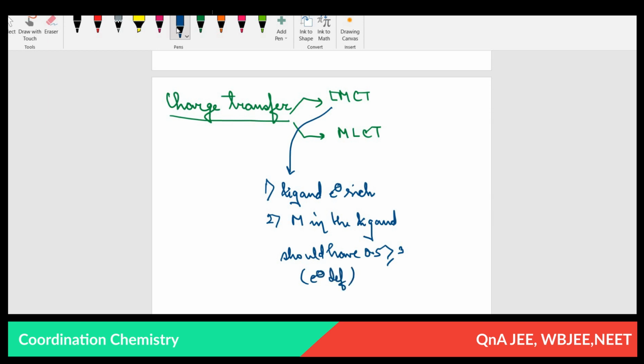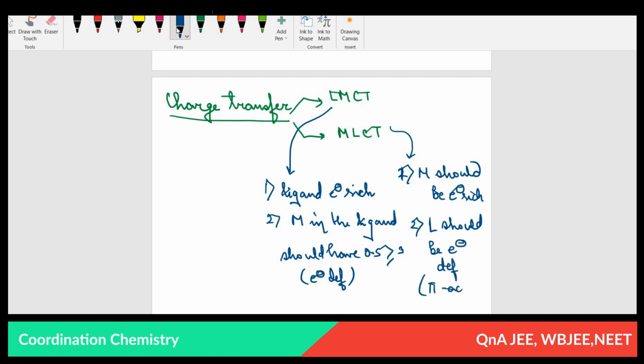Whereas for MLCT, the metal is transferring the electrons, so the metal should be electron rich and the ligand should be electron deficient, or a pi acceptor. Correct? Now let us come to the question which is given to us.